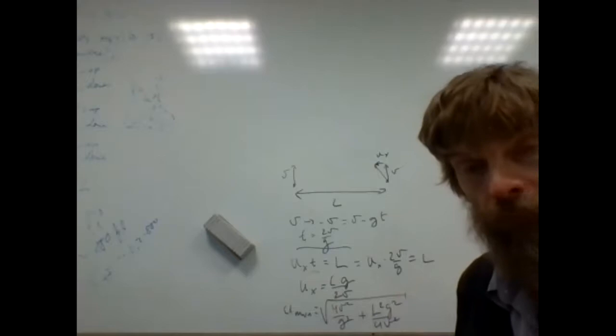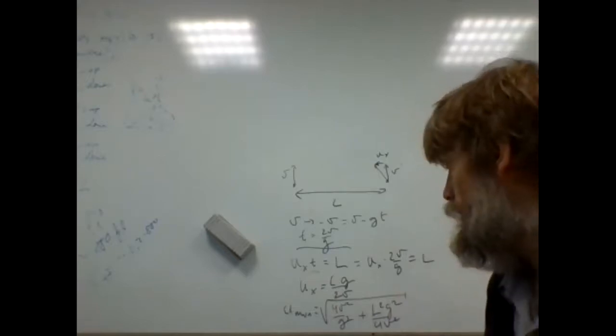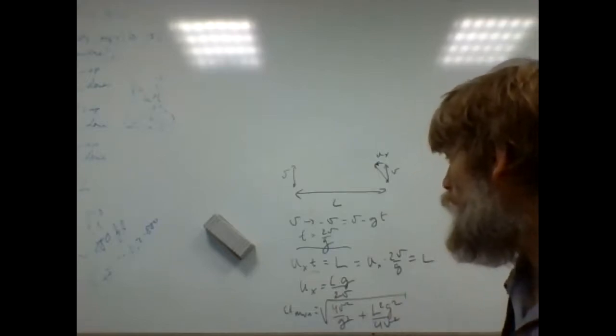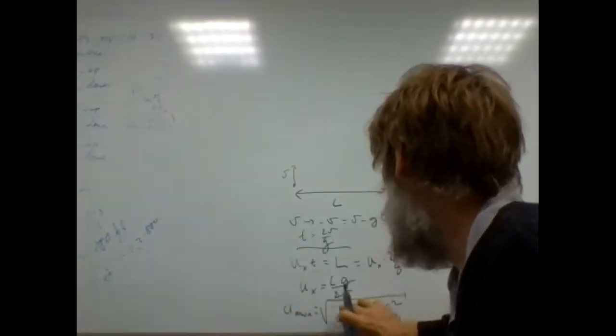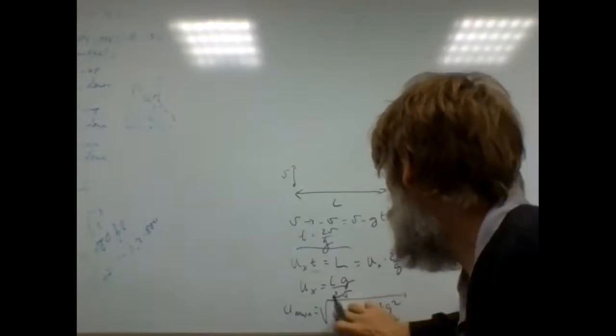Why is that? What is the vertical component in this case? Should just be V squared, right? Sorry, my mistake. Yes, okay. First is just V squared.